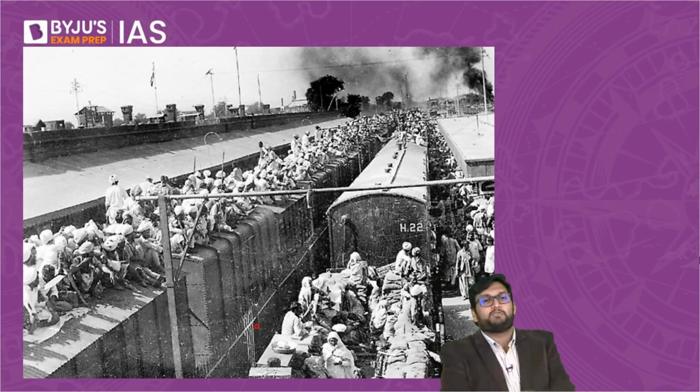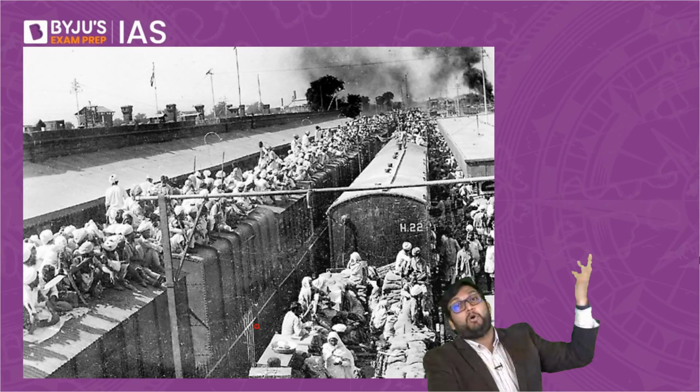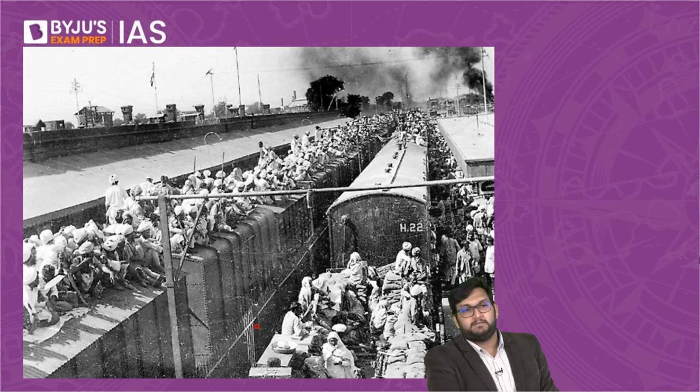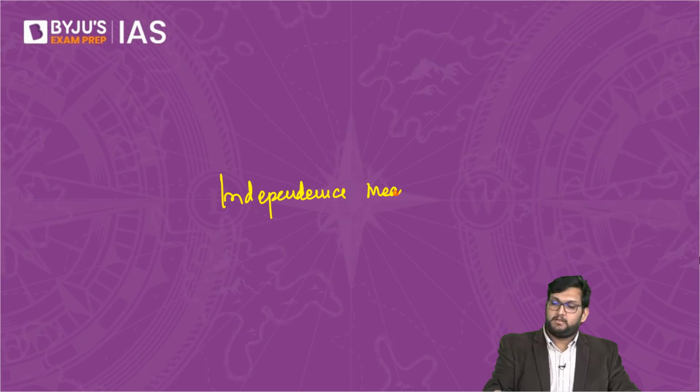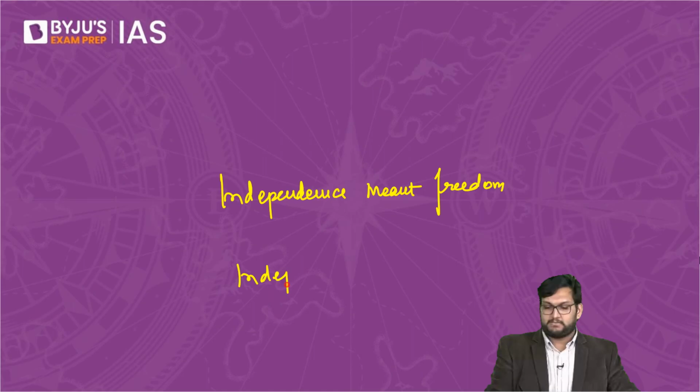And the irony of the story is that when Delhi and all of India was dancing, there was one community which was running. So for one community, independence meant freedom. But for some, independence meant displacement.